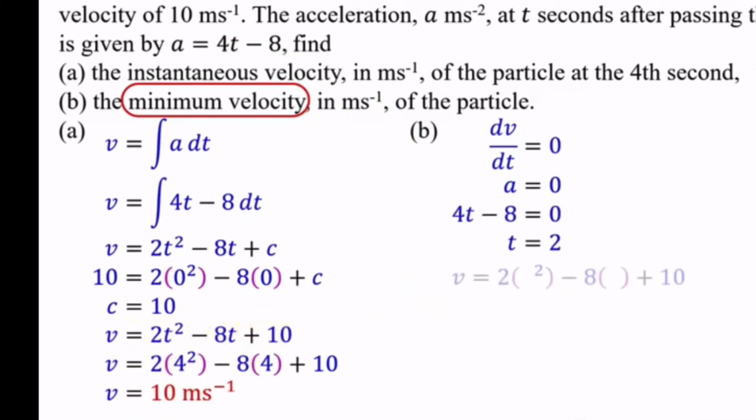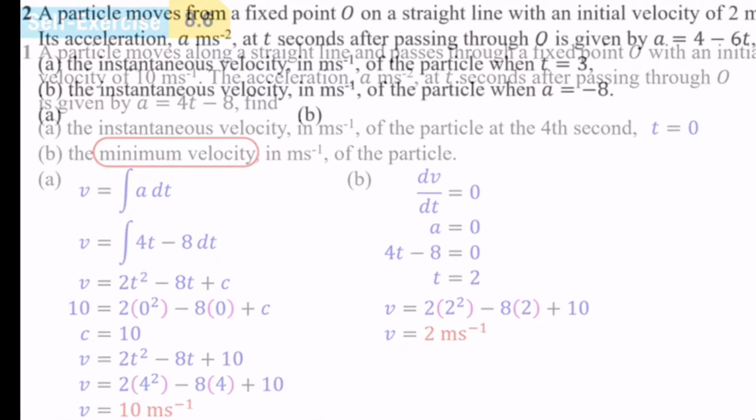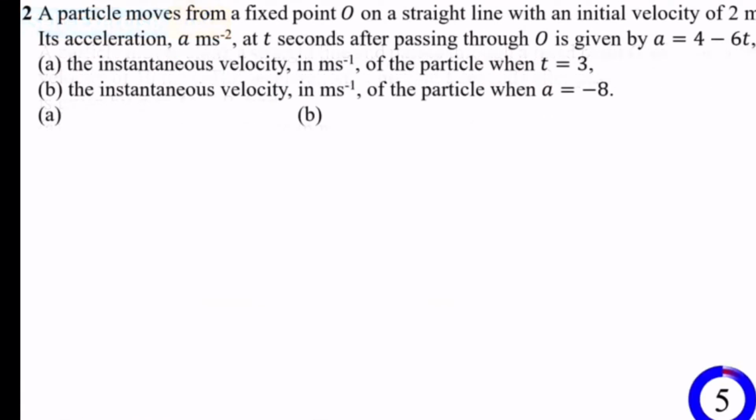Then only we will substitute into the velocity function for t equal to 2, and we will solve the answer for the minimum velocity, which is equal to 2. Now let's proceed to question number 2.